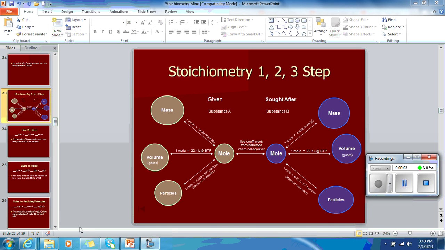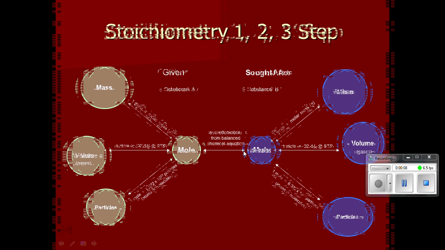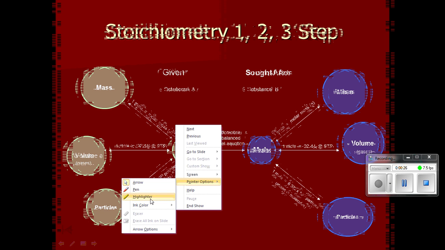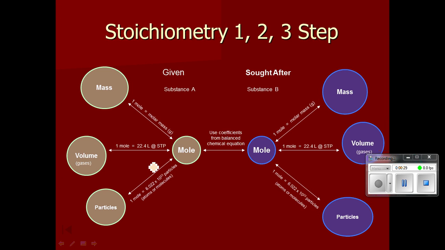Okay, so now what we're going to look at is some other two-step problems. Instead of going from mass to moles, now we're going to go from volume to moles, or particles to moles, or we might even be able to go from moles to mass, moles to volume, moles to particles. Now remember, the numbers that we're going to use here are 22.4, and then the 6.02 times 10 to the 23 numbers. And we'll see those later on in the problems.